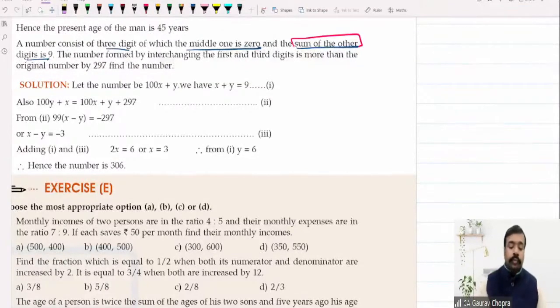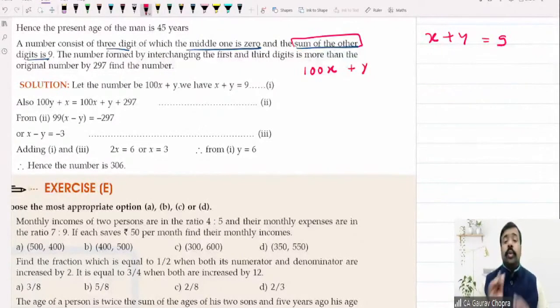So what we can do, we can take the number, let the number be 100x plus y. And the second equation says the sum of x and y is equal to 9. Okay. So overall, these are the two main conditions, and accordingly we have to simplify them.